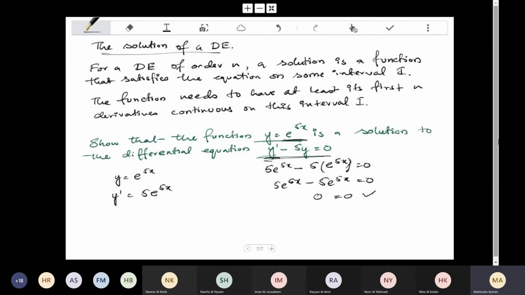So when we are given differential equations, we are supposed to find out the function, the original function related to that equation.